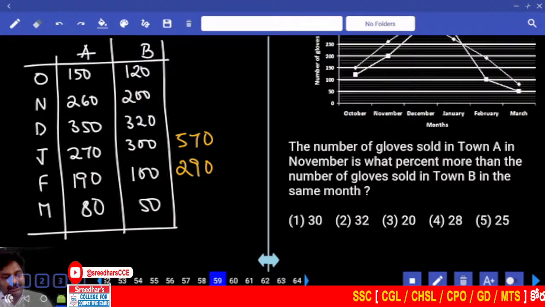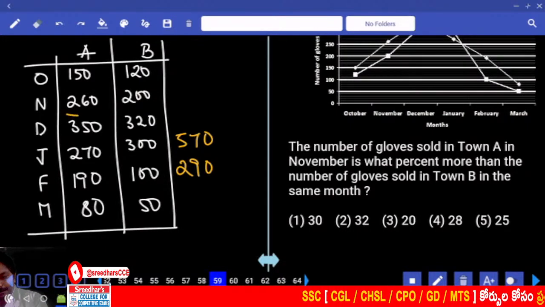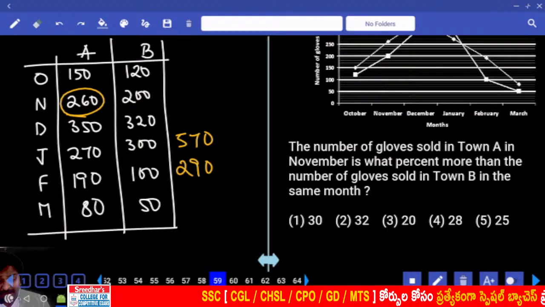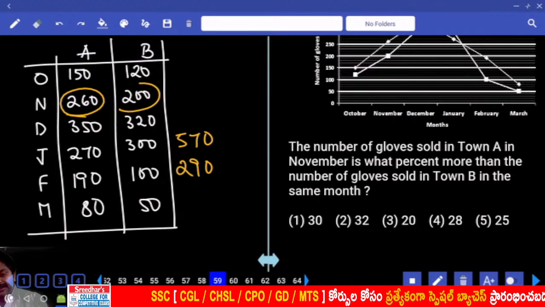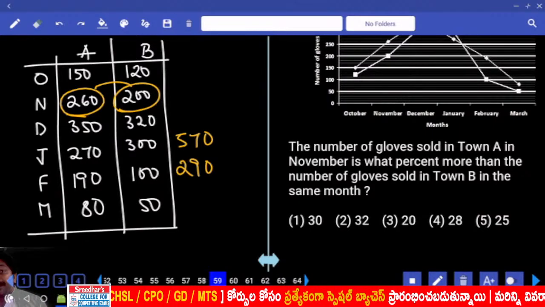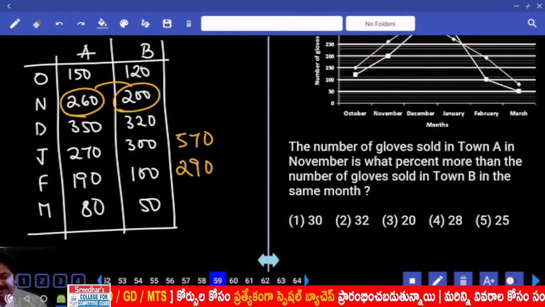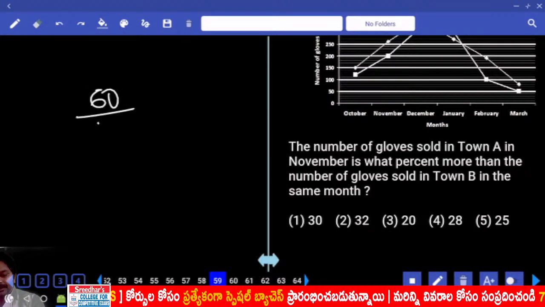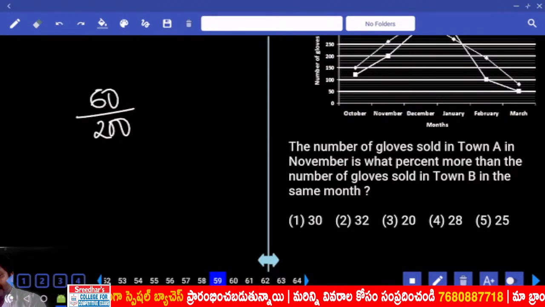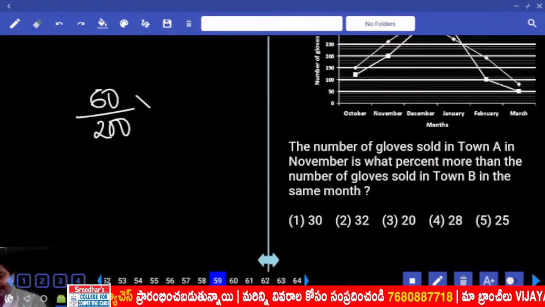Number of gloves sold in town A in November is what percent more than gloves sold in town B in the same month? Same month, town B, 200. 60 more upon 200, 60 upon 200. What is 10% of the denominator? Numerator 20, how many times? So, answer.